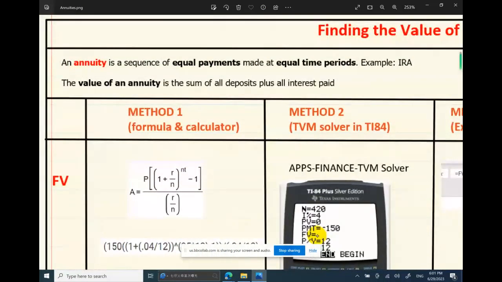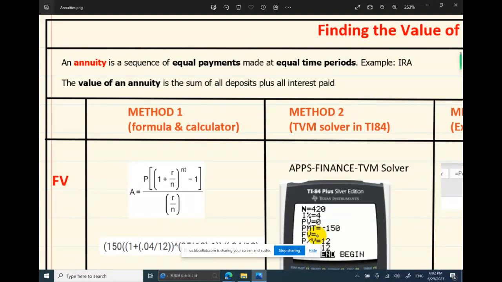An annuity is a sequence of equal payments made at equal time periods. So an annuity is a certain type of investment plan. Keywords in the definition of annuity are equal payments and equal time periods. For example, you deposit or invest in an account at the end of every month, or the end of every year, a fixed amount of money. That kind of investment plan is an annuity.